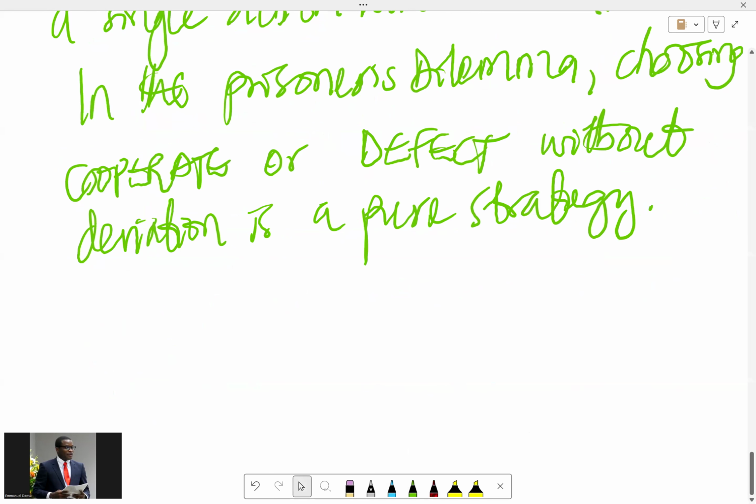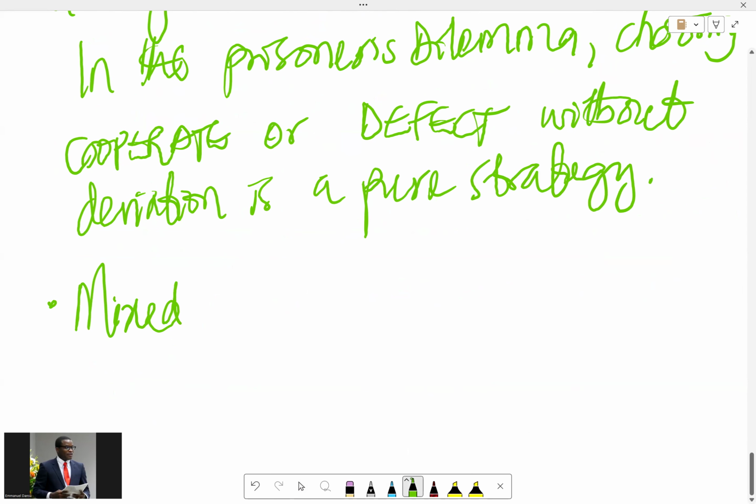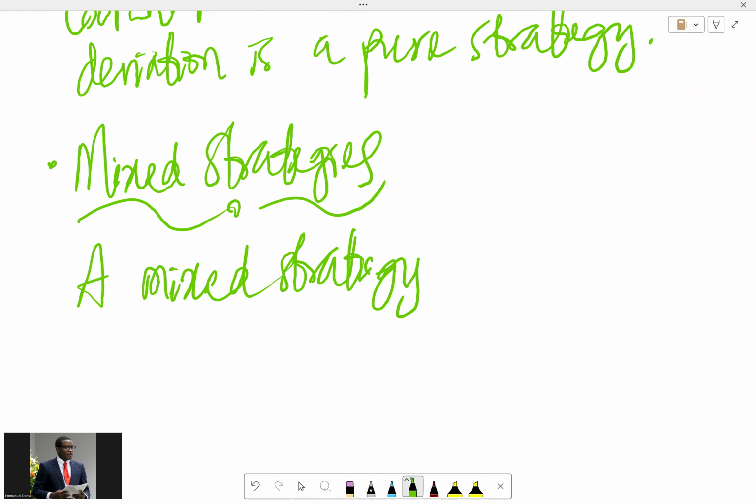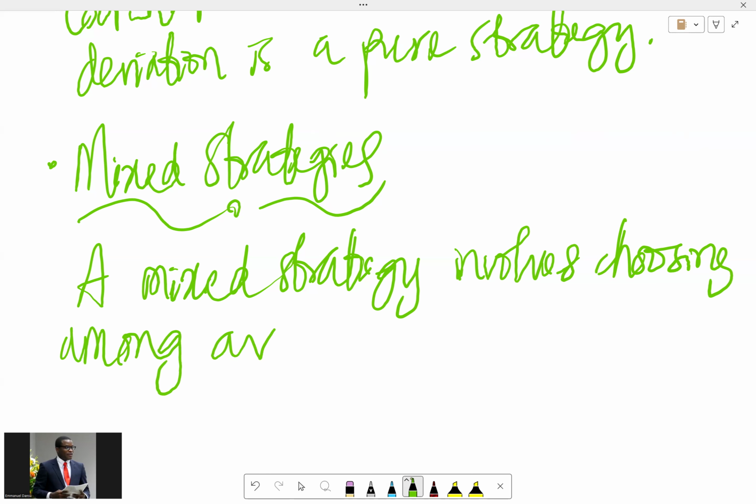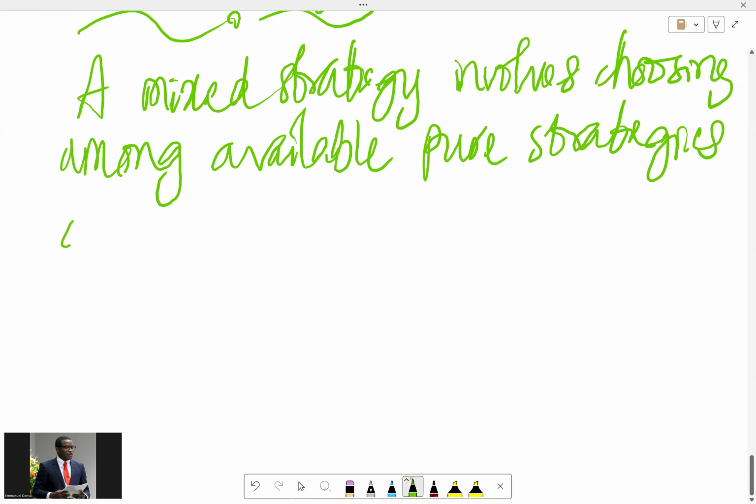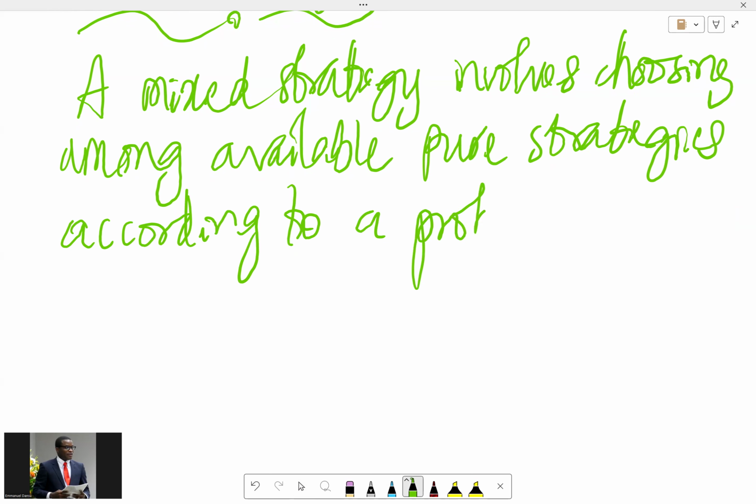Then we can talk about mixed strategies also. So here, a mixed strategy involves choosing among available pure strategies according to a probability distribution.